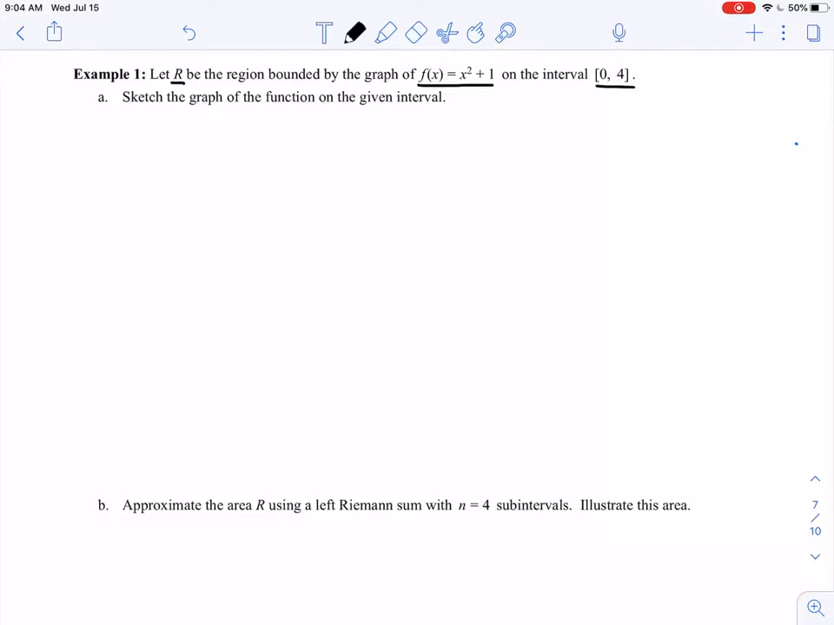Here, I should clarify one thing. When we say this region bounded by the graph of f of x equals x squared plus 1, there's really an implicit added part to that: it's bounded by that function and the x-axis. So we're looking at the region between our f of x and the x-axis.